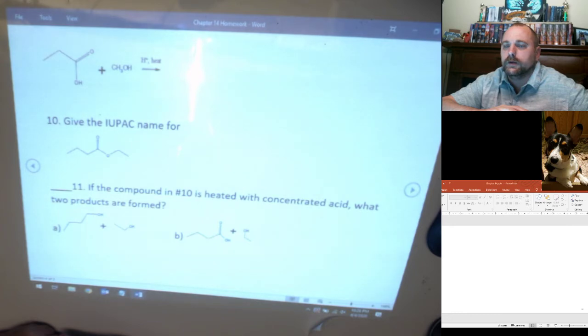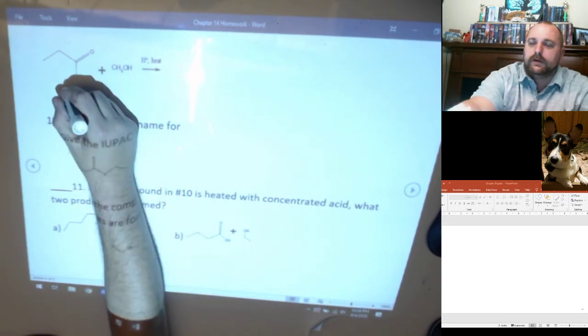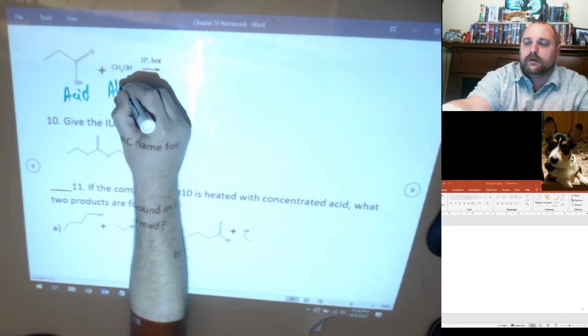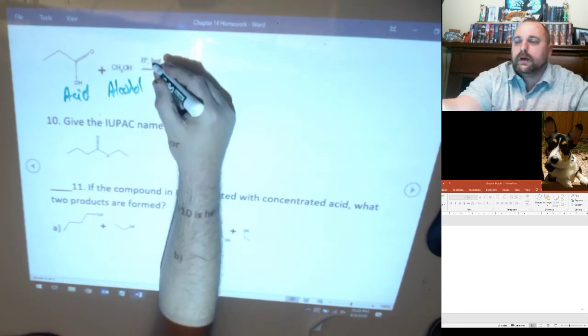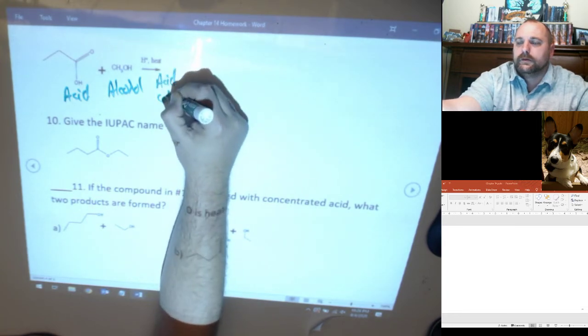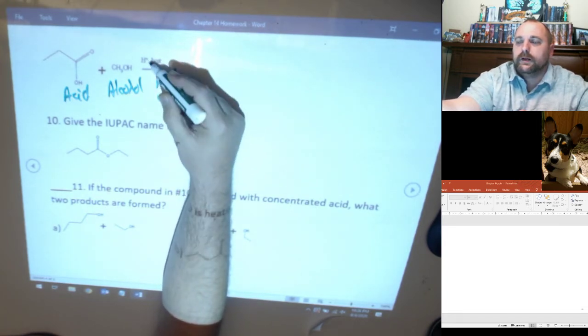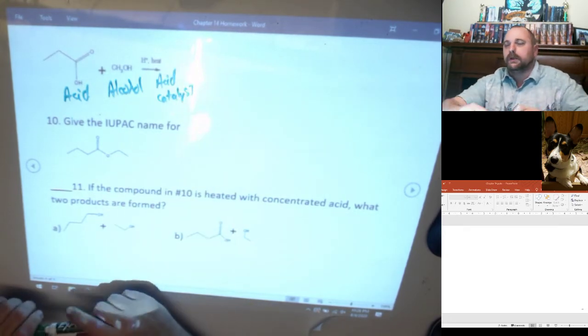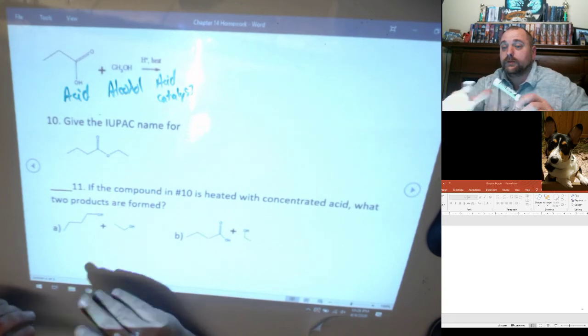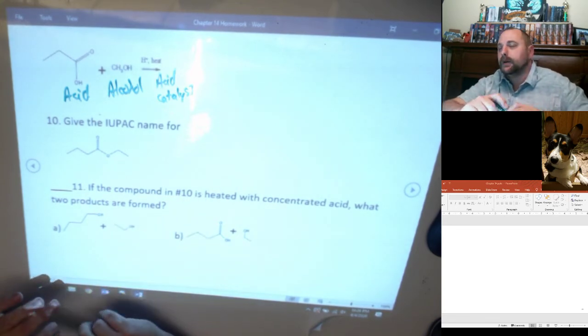We've got an acid, I got an alcohol, and a catalyst. Now notice they didn't add water specifically. So this is going to be an esterification. We're going to combine these together.